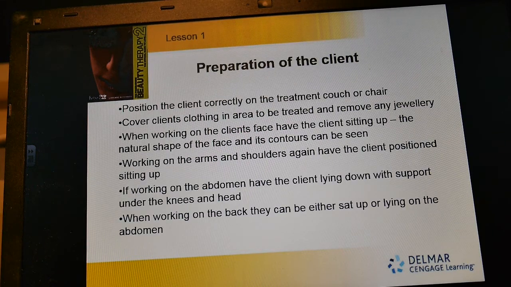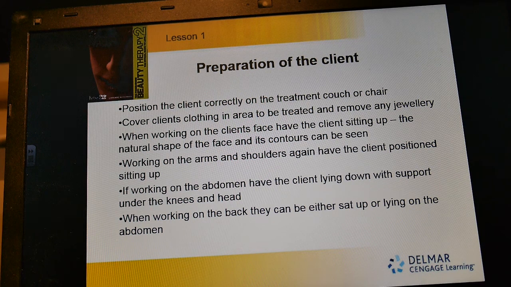Okay, when it comes to preparing the actual client, we need to make sure that the client is happy, comfortable, relaxed as much as we can. So think of all those environmental conditions that we need to think about in the first place. We talked about those in lesson 1, so you should have researched that by now.